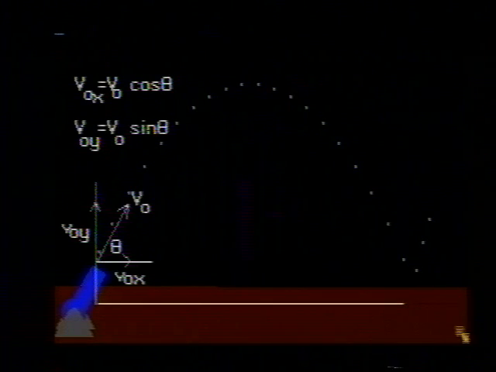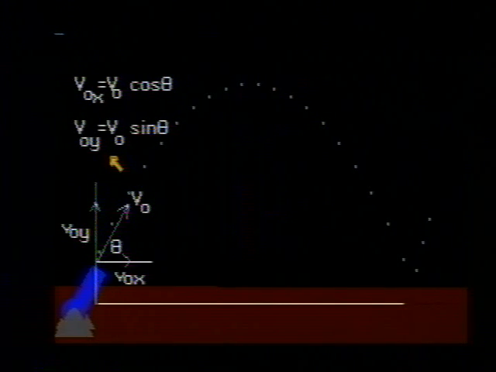Here is a typical example of projectile motion, a cannonball shot from a cannon. It rises to a maximum height and then falls back down again. When the ball emerges from the cannon, it has an initial velocity of magnitude v0, which makes an angle of theta with respect to the x-axis. That initial velocity can be broken up into two components, v0x and v0y, which are found in the normal manner.